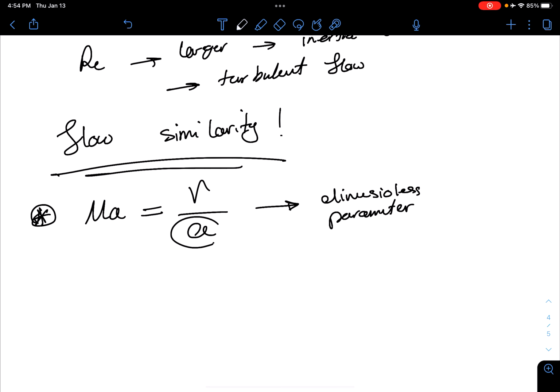One thing I need to address before moving forward is the speed of sound. How do we measure the speed of sound? Is there anyone in class who has a clue or has an idea? You don't have to be correct.